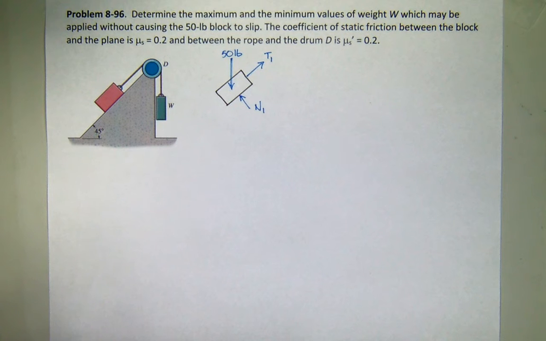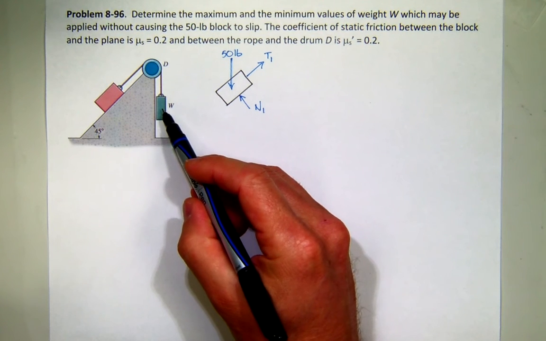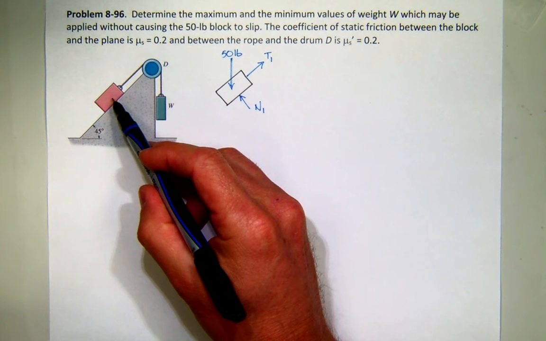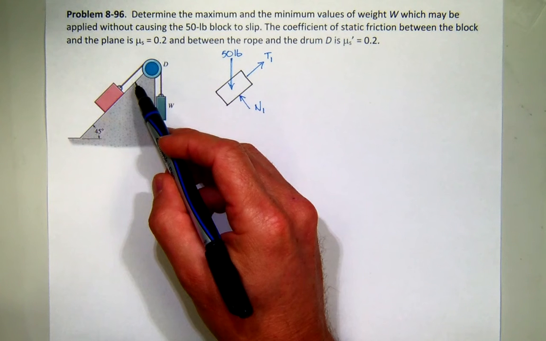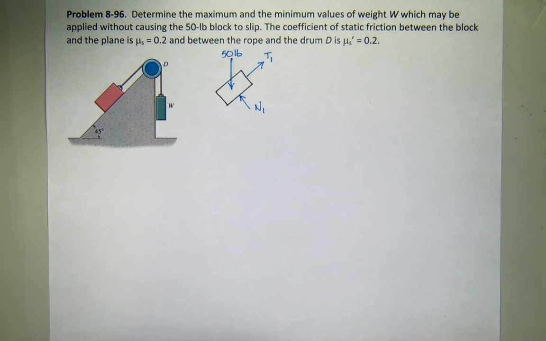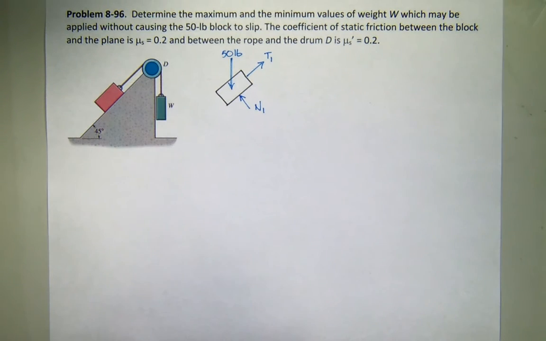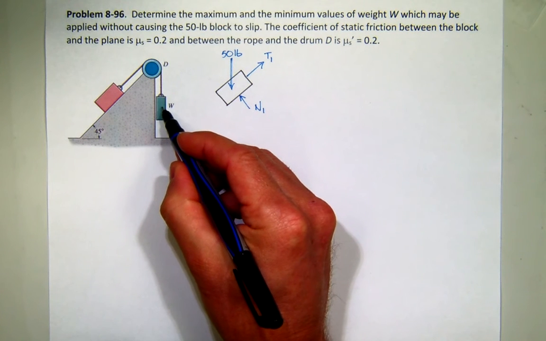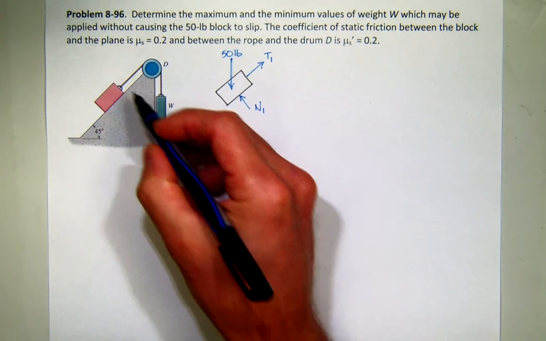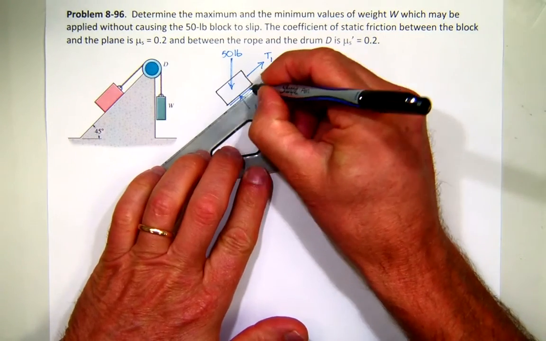Now, which way is the block going to move? Well, let's see, if we do the maximum weight, the block will move up the hill. If we do a minimum weight, the block is tending to move down the hill. So we're going to have to do two of these. Since it says maximum, we'll do maximum first. So when I put a maximum weight here on W, it's going to tend to go down, the block is going to go up, so the friction force is down.